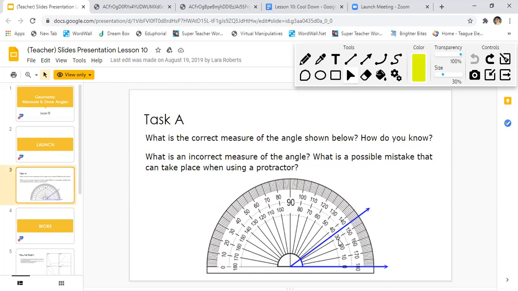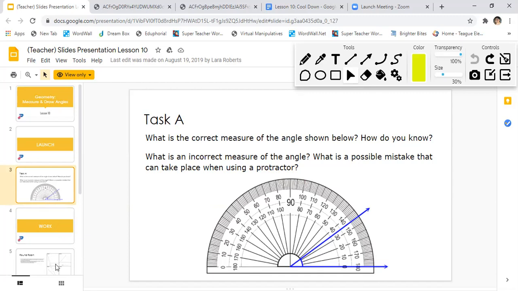A possible mistake that can take place when using this protractor is if a student started on the left side with the outer scale and counted 0, 10, 20, 30, 40, 50, all the way to 145 degrees. So if you said 145 degrees and started on the left with the outer scale, it would be incorrect. That's why we have to look at the bottom baseline so that we can tell which side we're going to use. Now, this is an easy way of finding the angles. There are other situations that are a little tougher.